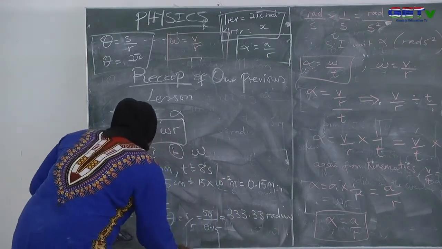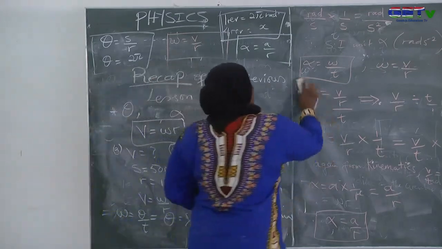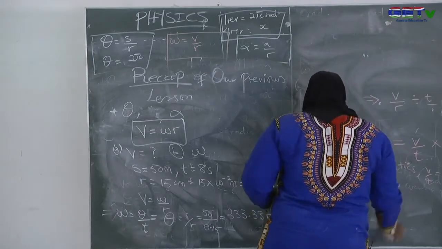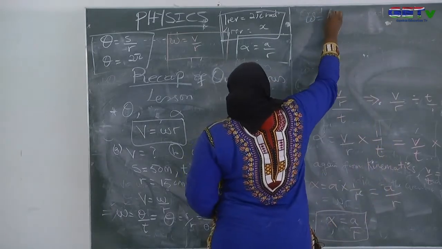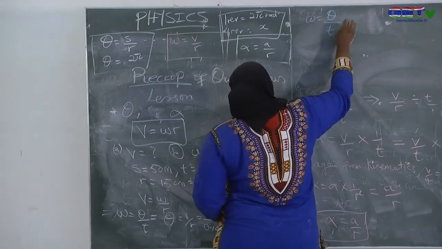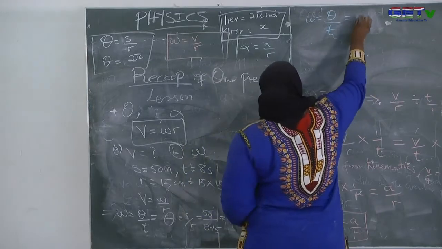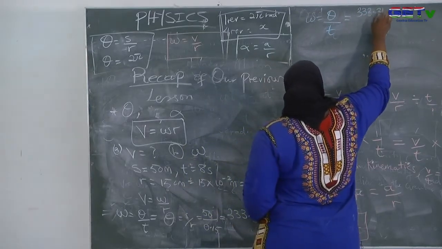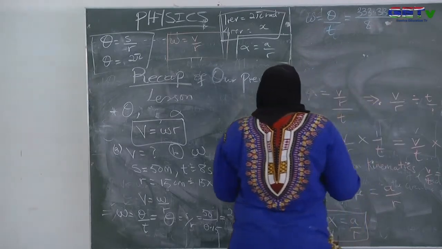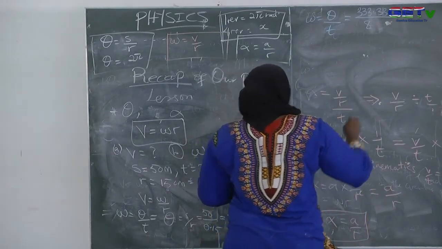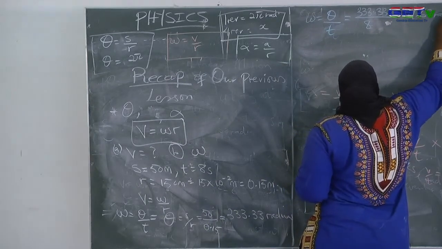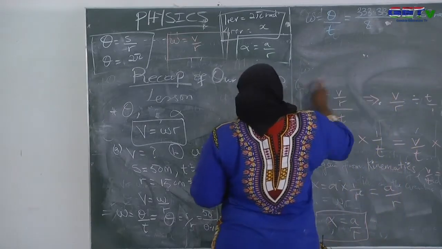That is it. And then to solve for omega, we just divide that by the time taken. We know omega to be theta over t, and theta is 333.33 radians divided by the time, which is 8 seconds, and that gives us 41.67 rads per second. Good.